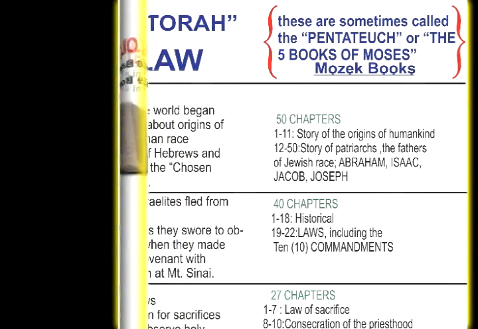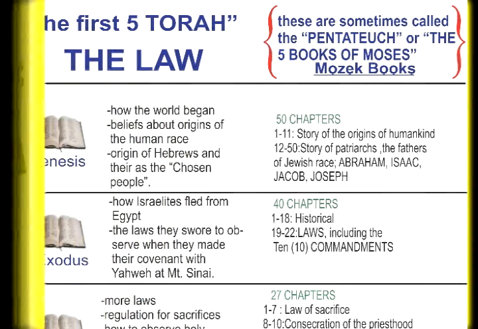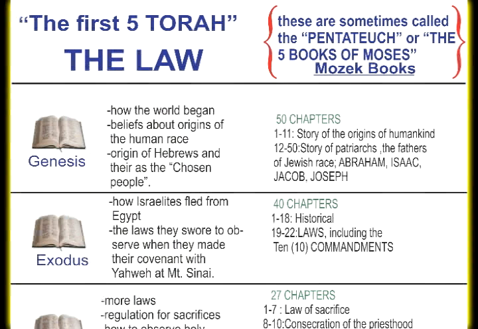So which means we have 46 Old Testament books, the first 5 being the Torah, the law. These are sometimes called the Pentateuch, or the 5 books of Moses, or the Mosaic books. Let me explain.